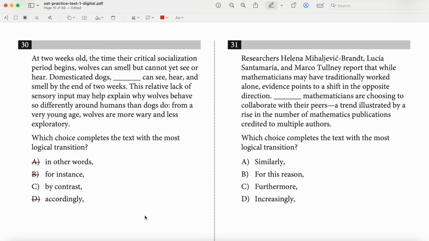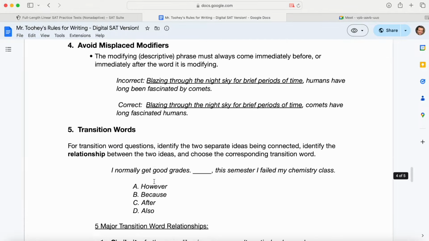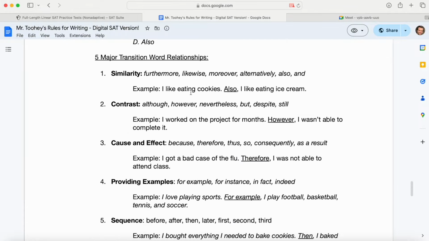What relationship does answer choice C signify, Maria? Like a continuation. Yeah, that's also a similarity relationship. Furthermore, let's go back to the rules real quick. Similarly is not on here, though similarly would be a similarity relation. But furthermore is a similarity relationship transition word.